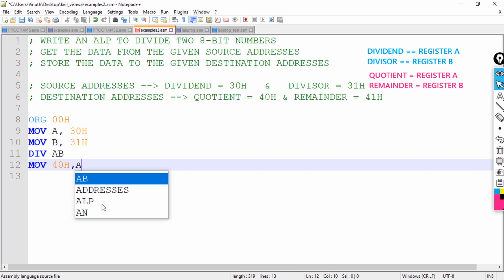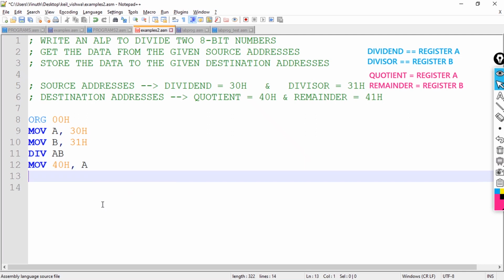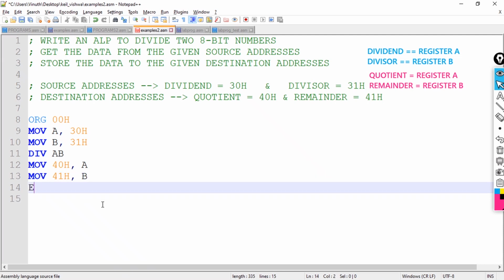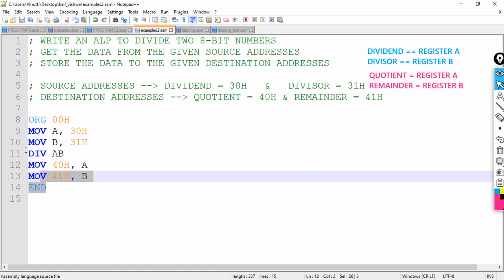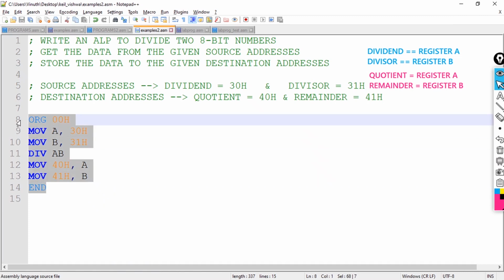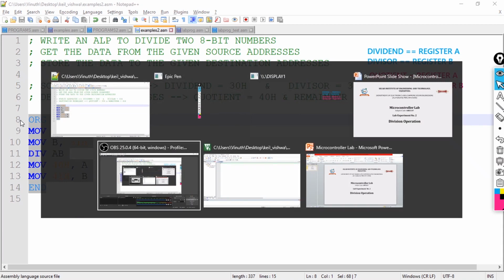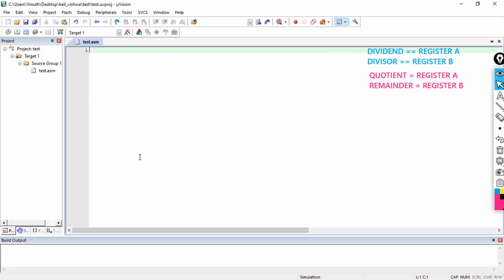comma A. So I'll write move 41 hexa comma B. Okay. So this is going to be the end. This is going to perform my operation. So let me check whether the code we have written is correct or not.